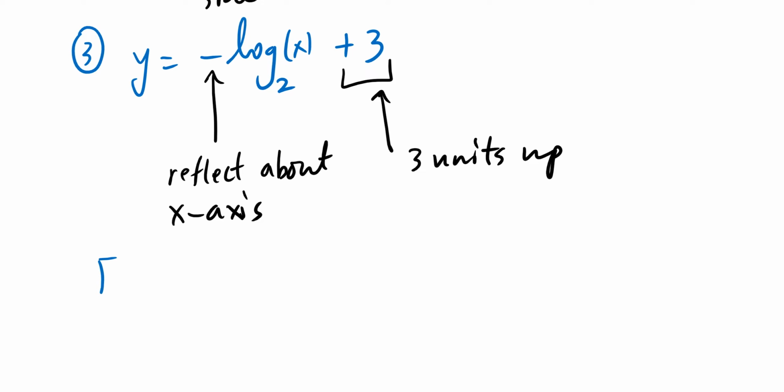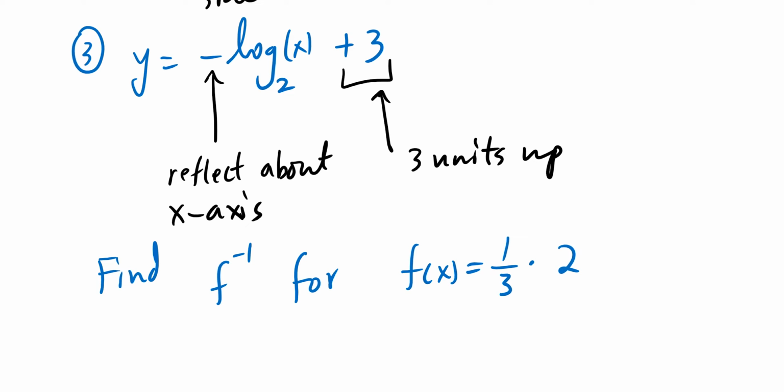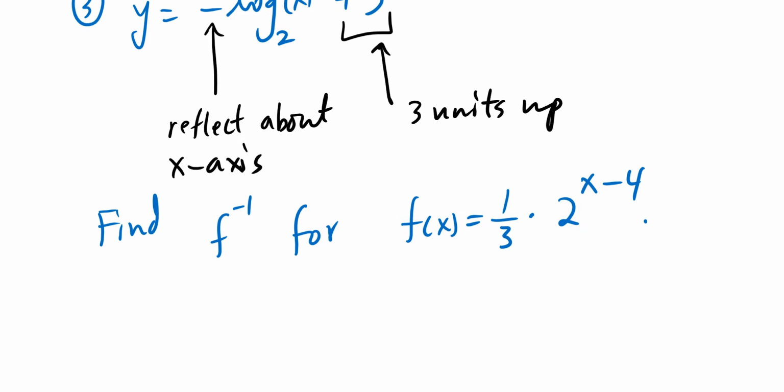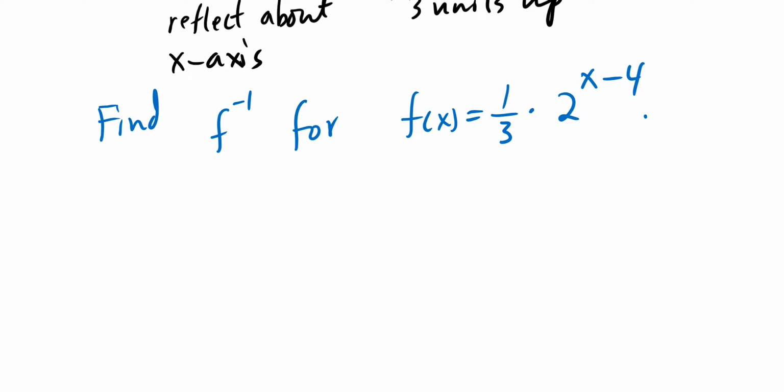What about when we need to find the equation of the inverse for a function like this? 1/3 times 2 to the x minus 4. The first question, people say, wait, but this is not log. Why am I doing exponential here? That was in the previous section. Well, let's see what happens. This means y equals 1/3 times 2 to the x minus 4.